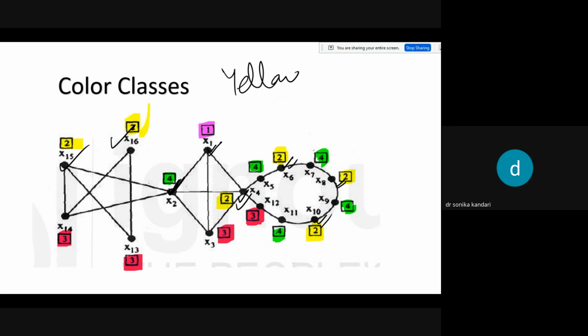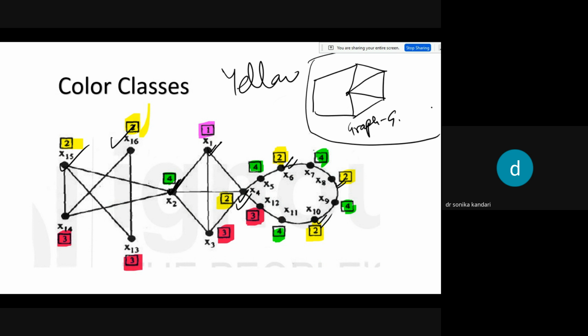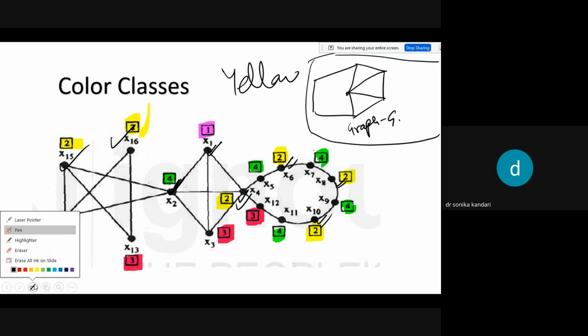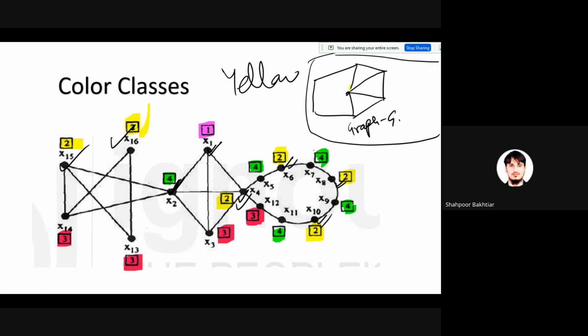Fine. Is it clear? So if you are given any graph, can you find the minimum number of colors required to color that graph? Suppose I have drawn a graph G. Can you find how many colors will be required to color this graph? Any one of you? Based on this description, we can do it.